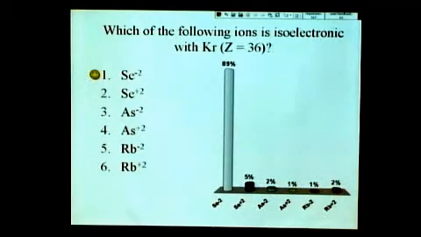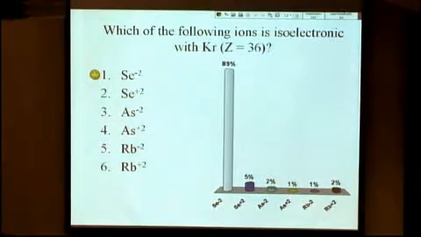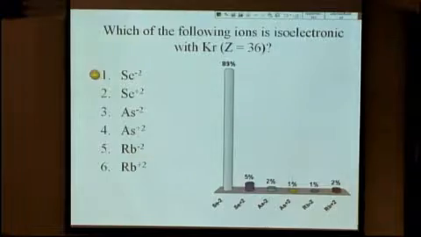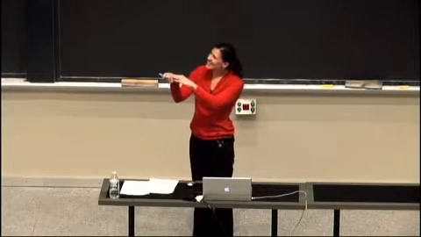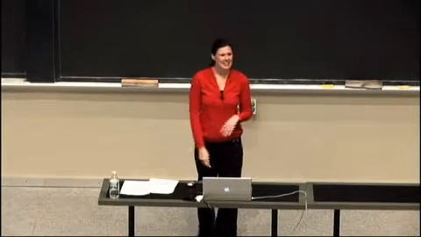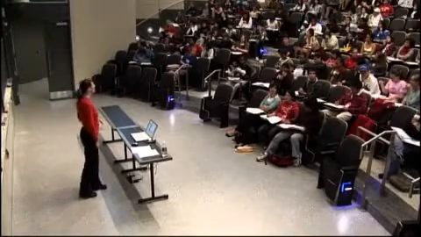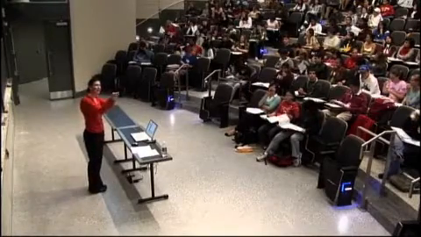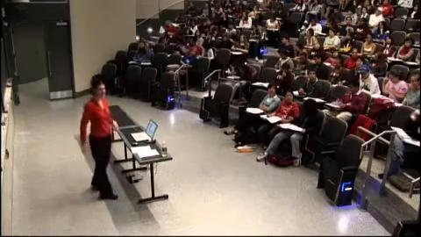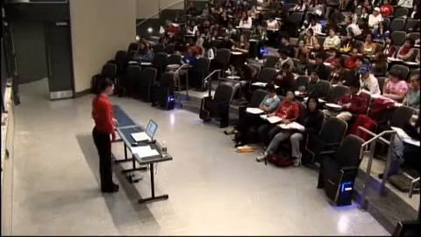Okay, good. This might be our all-time high. 89% got this right. This is great. So selenium 2 minus is what's going to be isoelectronic, because if you add 2 electrons to selenium, you'll get the same electron configuration that you have for krypton here. Okay, I think we can safely go back to notes.